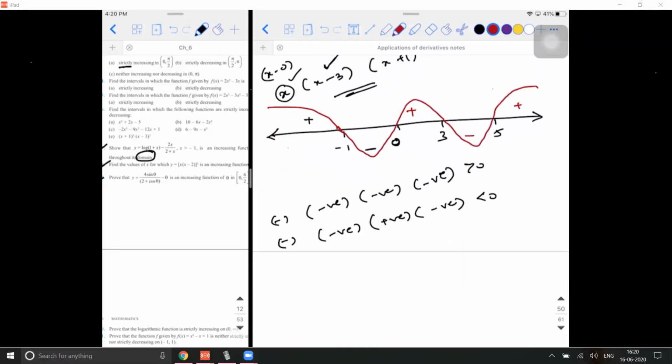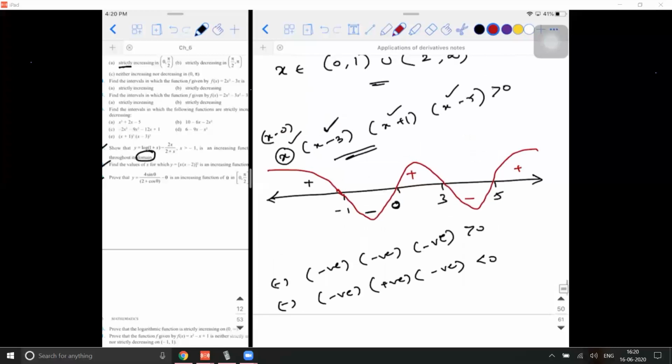Now what is my inequality telling me? I need to choose the values of x in such a way that when I substitute in this particular inequality, it gives me a positive value. What are all the values of x that give you a positive value? Minus infinity to minus 1, any value between minus infinity and minus 1, and union 0 to 3, and union 5 to infinity. That's it. That's what I did. Nothing else. Okay, sir. Thank you, sir. Understood.